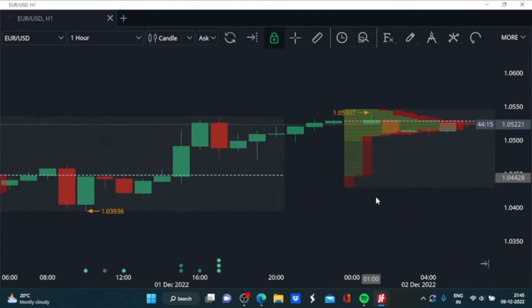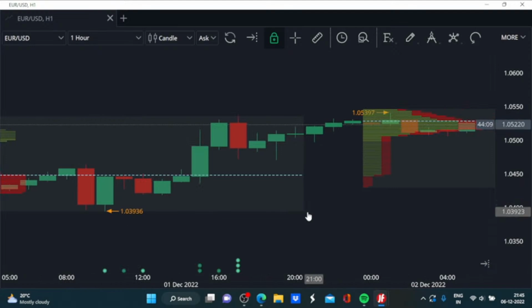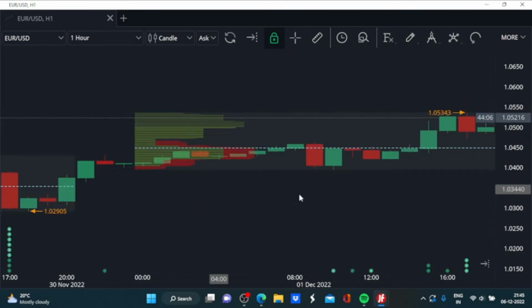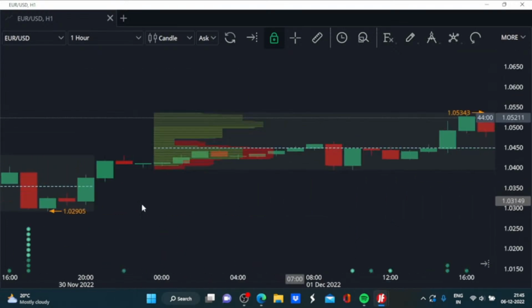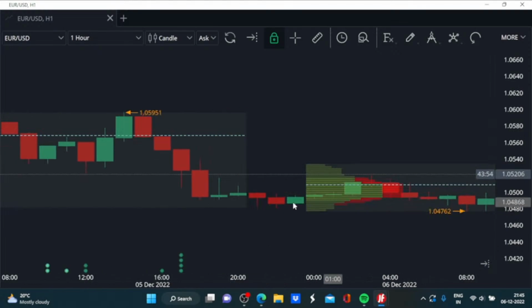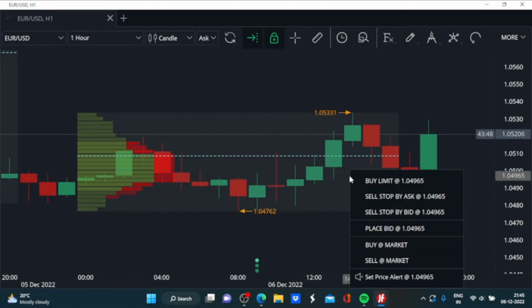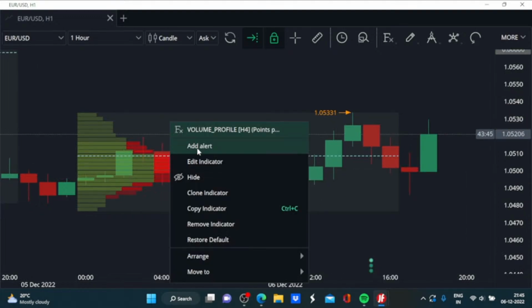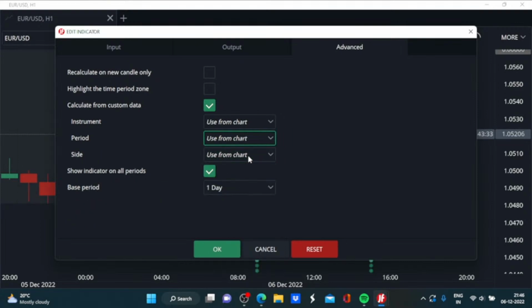So here, now that we have the plotting of the indicator based on the 4 hourly candle period, even though the chart is of the hourly candle period, we have these 16-hour clusters in place. So this is one interesting customization option available to you, and I would suggest that you try it out and see how best you can take advantage of this kind of customization to figure out the opportunities. Now I'm going to restore it back to use from the chart.